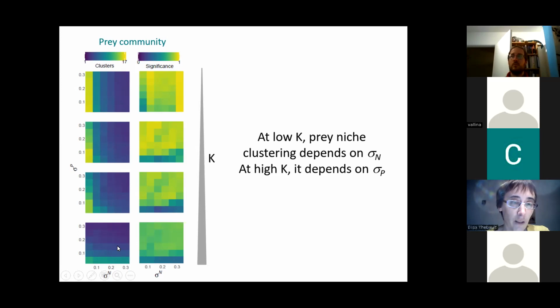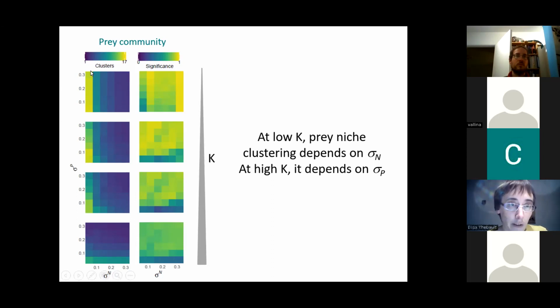What we see in this graph, first, regarding the significance of the clustering patterns, is that overall we have quite a large number of simulations where we find significant clusters on the prey community niche axis, about between 50 and 70% of simulations where we found clustering patterns. And what is also quite interesting is that if you contrast the case where you have a low K on the top here and high carrying capacity on the bottom here, you can see that sigma N and sigma P have quite opposite effects on the number of clusters that are found.